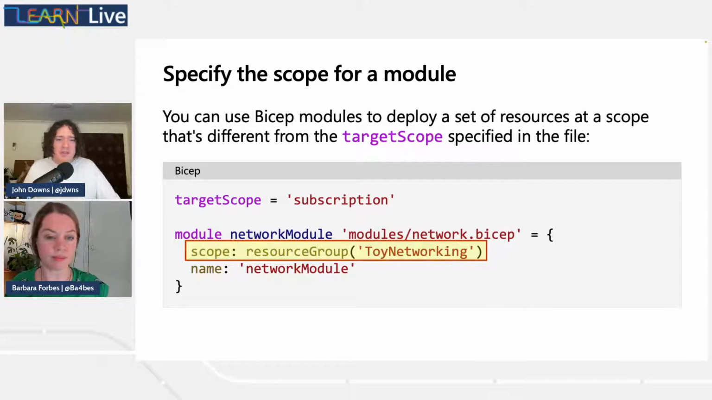Cool. So Barbara, what's this resource group Bicep function that we're using here? This resource group, and that specifies toy networking. Well, how does that work? It collects the information from a resource group. So in this case, it defines another resource group, but you will probably have seen it already while using it.